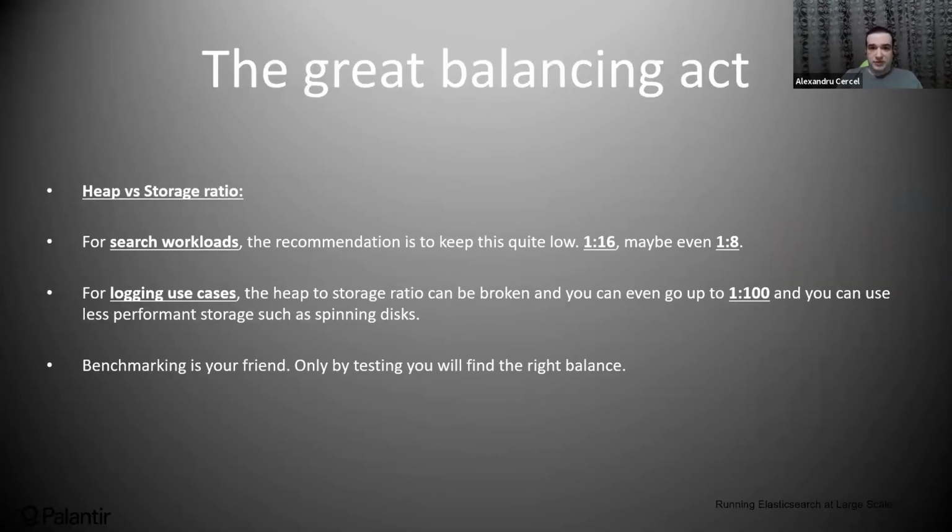One of the components of this great balancing act is the heap versus storage ratio. So it's how much heap you are offering to the Elasticsearch installation and how much data you're going to store in it. Elasticsearch recommends for search workloads to keep this quite low, so 1 to 16, maybe even 1 to 8. You can even go 1 to 1 if you can afford. It's only going to make it faster. For logging use cases, this is not really that important, so you can break this and go a cheaper way, such as spinning disks. Again, benchmarking is your friend. These are not cast in stone, so if you don't benchmark, you won't really know.